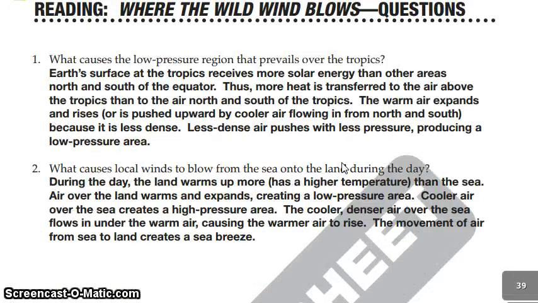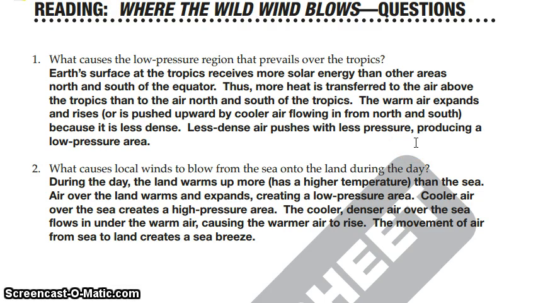Looking at those different questions here, we have the first one with the low pressure regions over the tropics. Earth's surface at the tropics receives more solar energy than other areas north and south of the equator. Thus, more heat is going to be transferred to the air above the tropics than to the air north and south of the tropics. Warm air expands and rises, or is pushed upwards by the cooler air that's replacing it. And because it is less dense, that's why it's going to rise. The less dense air pushes with less pressure, producing a low pressure area at the surface of the Earth.